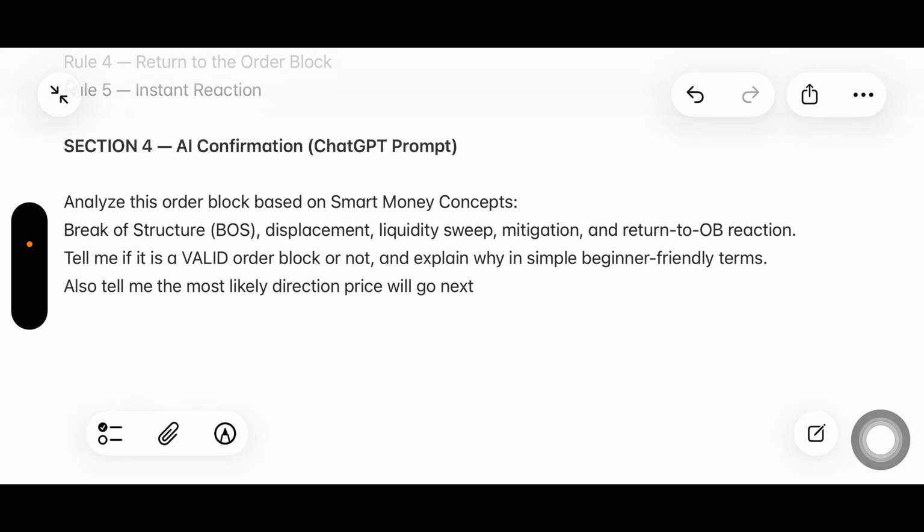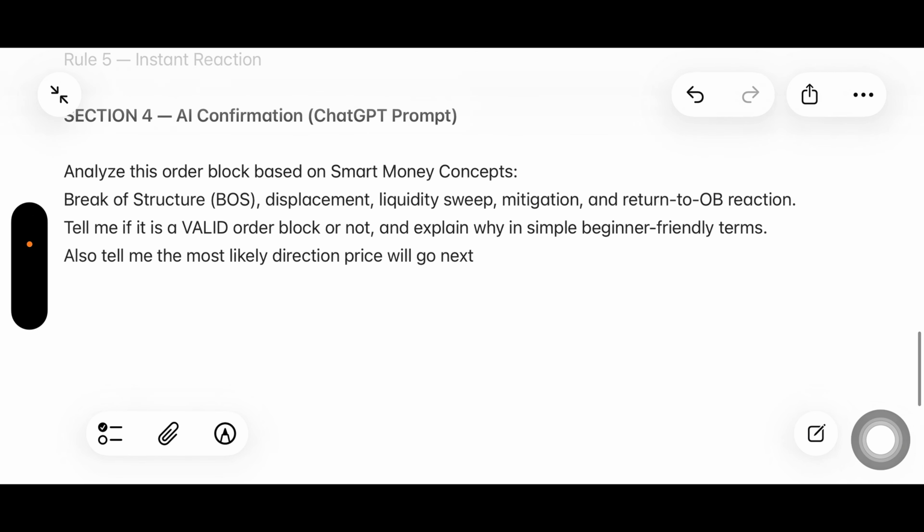So just screenshot your chart, paste it into ChatGPT, and use this exact prompt. So let's go screenshot our chart.